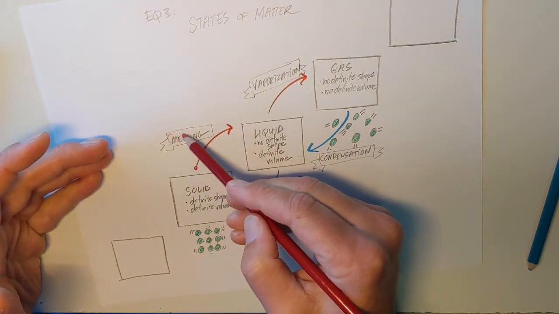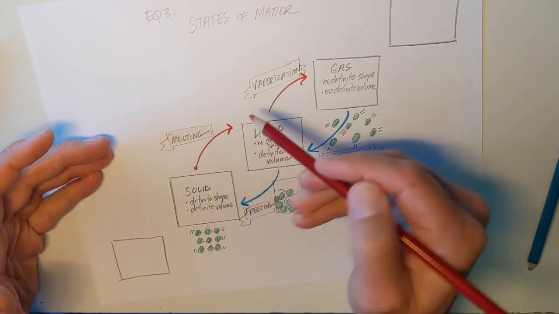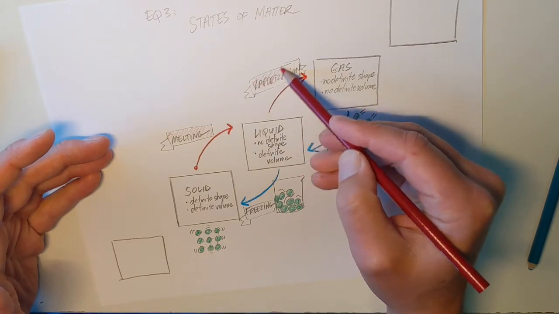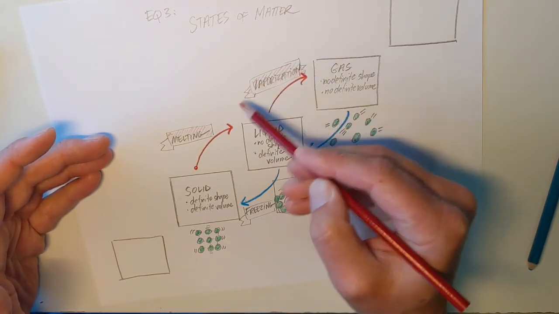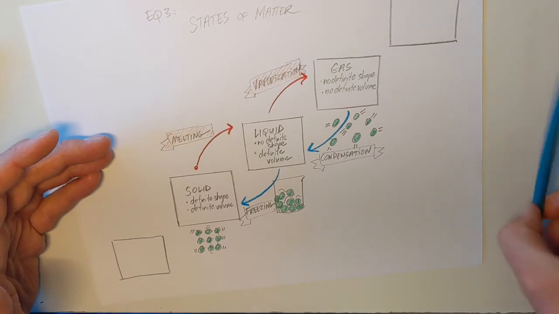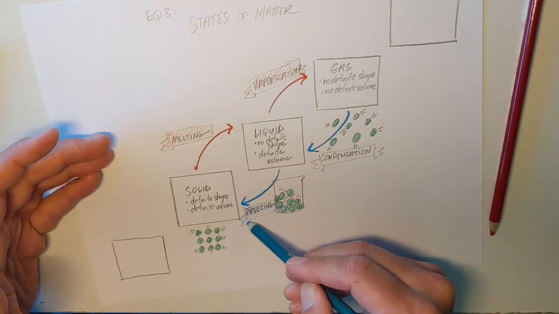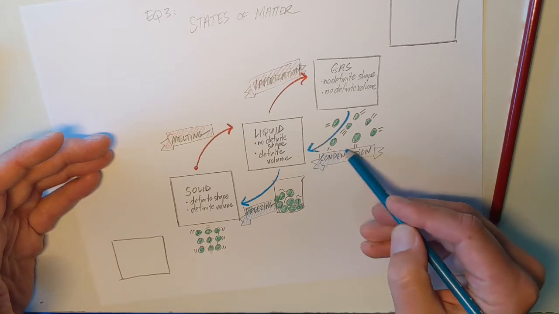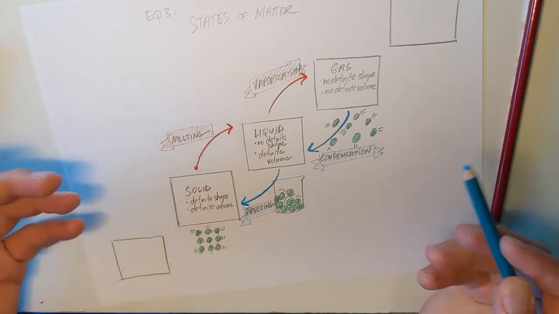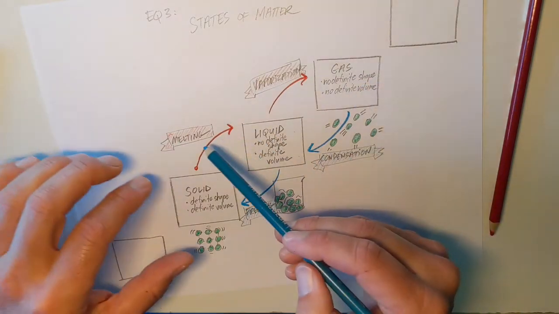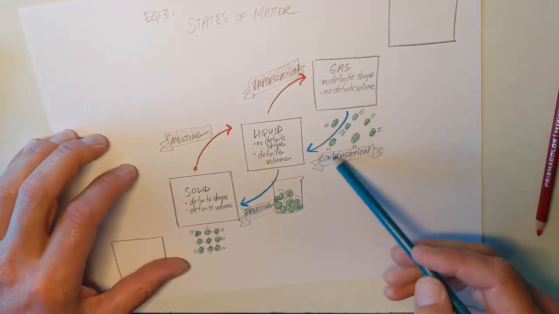Now, if you want to go ahead, you could shade in those little things. It's probably not going to show up too well on the drawing that I'm doing here, guys. So bear with me on that. But you could shade in freezing, condensation, maybe blue. This is helping us remember that these are speeding the particles up. These are slowing the particles down.